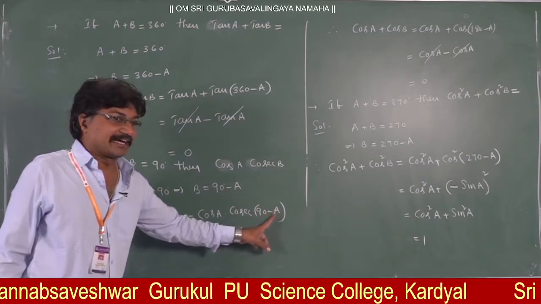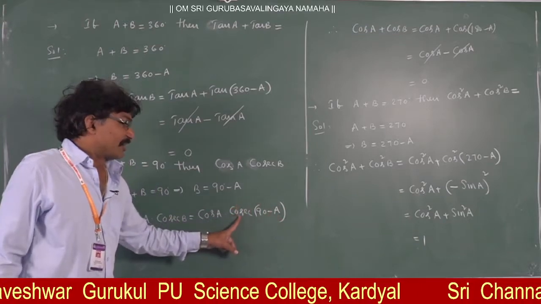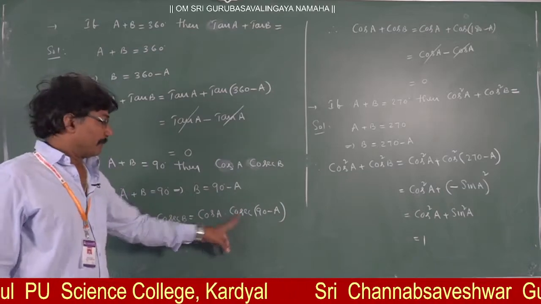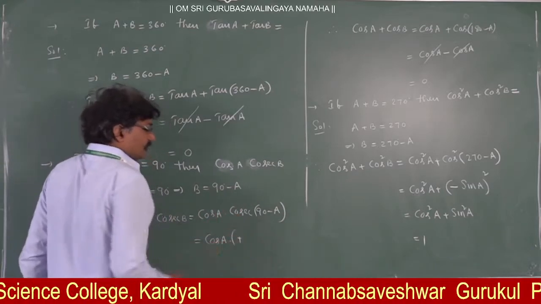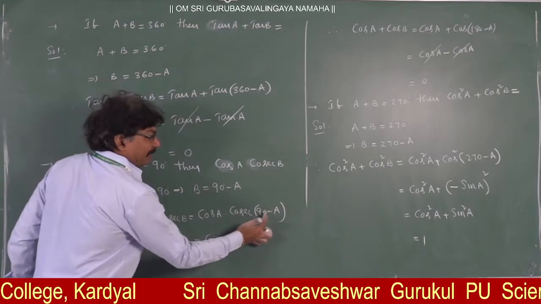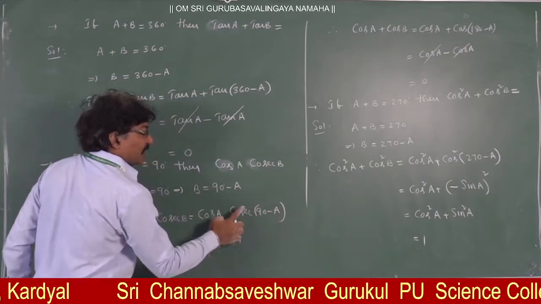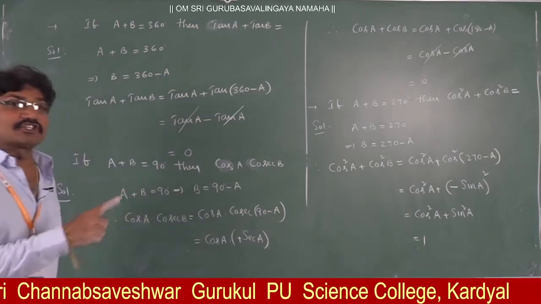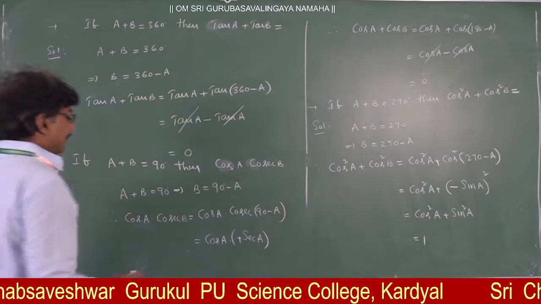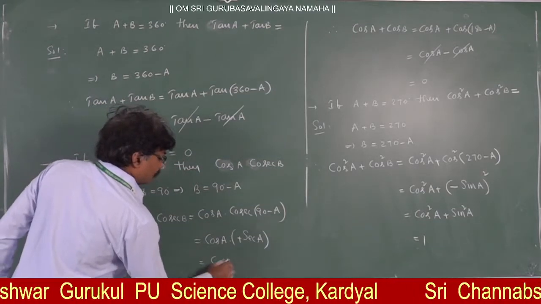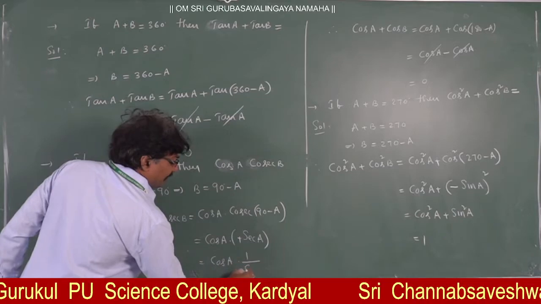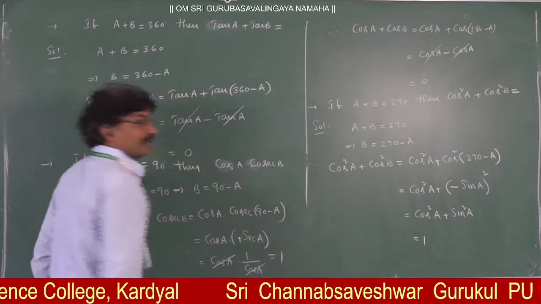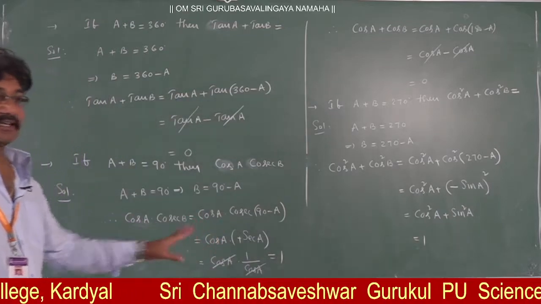90 minus theta is in the second quadrant. In the second quadrant, cosecant is positive. That is very important. Cosecant of 90 minus theta or 90 plus theta, cosecant will be changed to secant. That is equal to cos A into secant A. Secant can be written as 1 by cos A. Cos A cancels, and it is equal to 1.